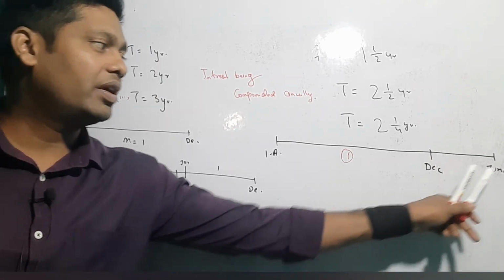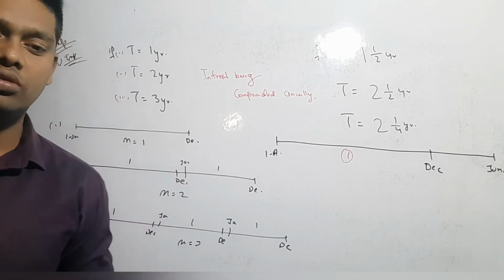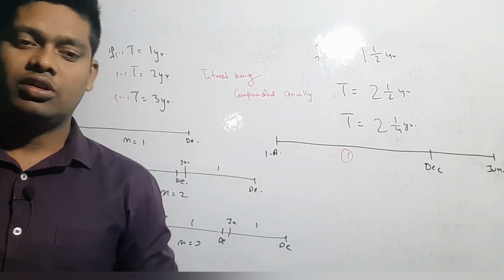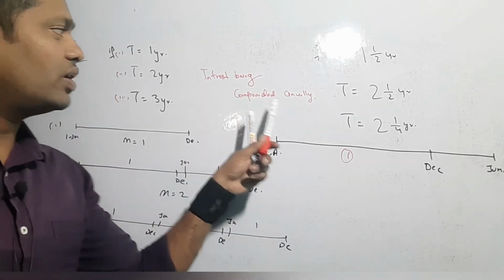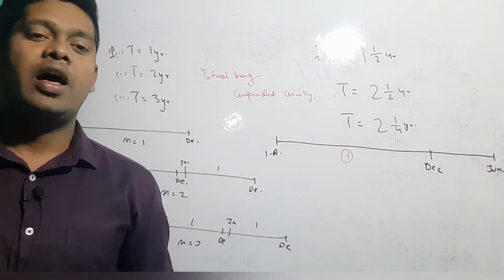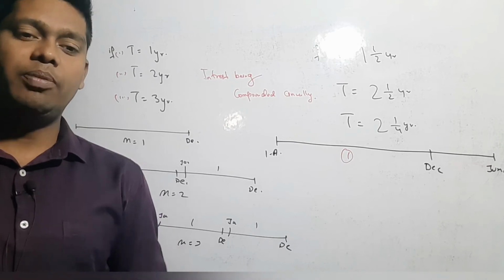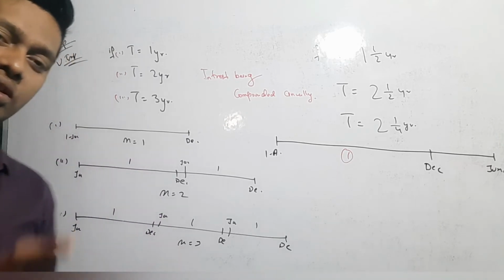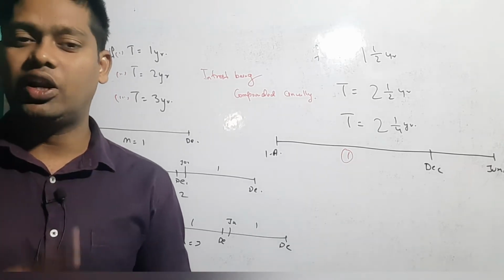So is it becoming a year? December to June, so half a year. I have to pay the interest once in a year. What are they saying? Compounded annually. So keep in your mind that you need to pay the interest once in a year. It should be a year. Then only you need to pay.